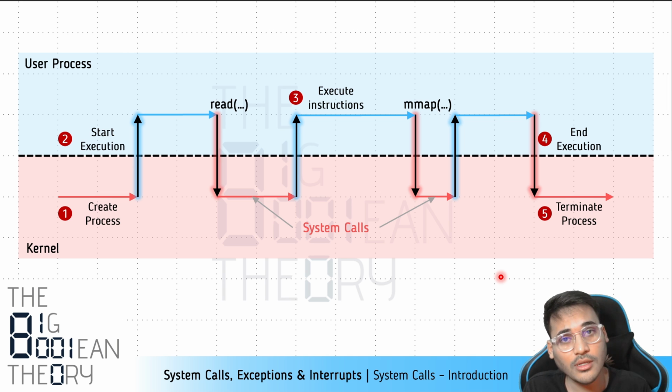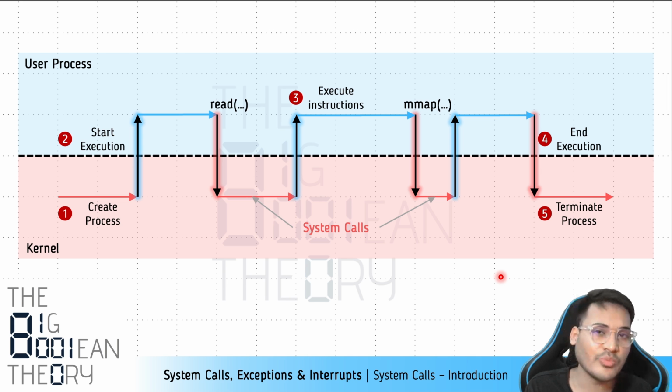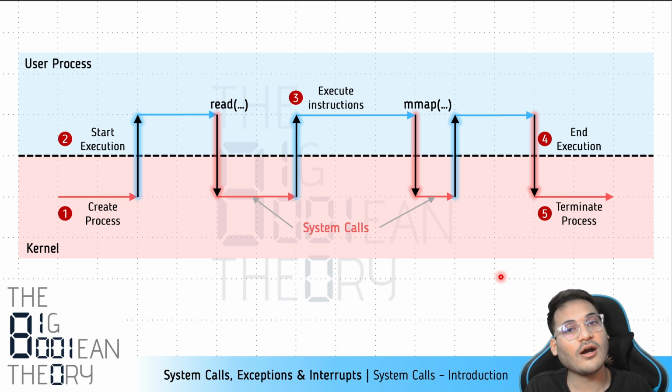Now we have a basic idea that a system call is like a function call which transfers control into the operating system. And what does it do? It performs some operation on behalf of the user process. The user process requests certain services, and it is inside the system call code where the operating system fulfills those requests, right?